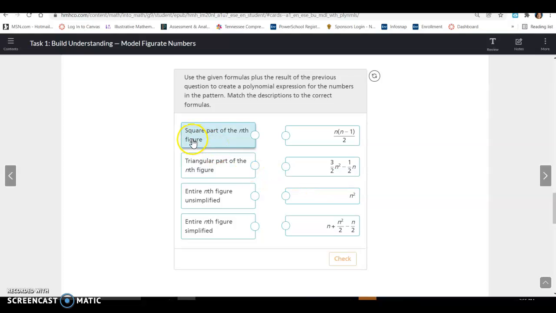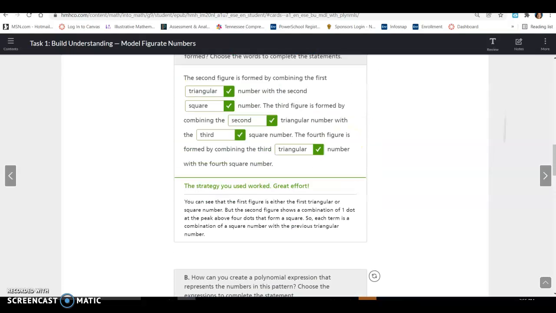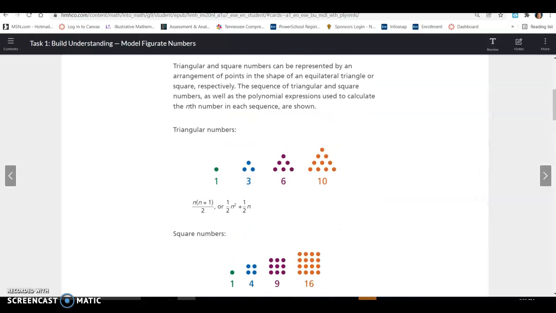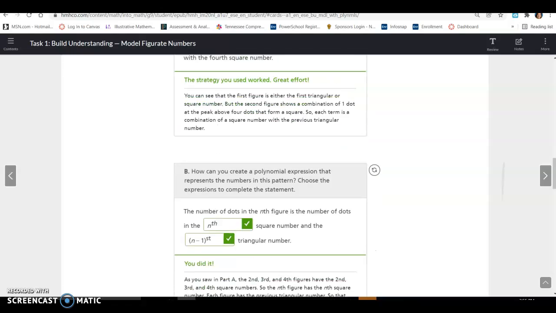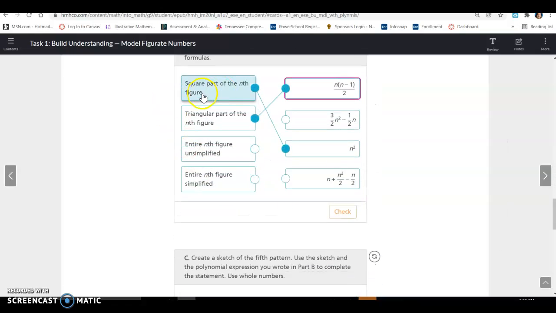Alright, so we know that we've got the square part of the nth figure, the triangle part of the nth figure, the entire nth figure unsimplified, and then the entire nth figure simplified. So the square part, we know something squared is n squared. The triangle part was represented by n times n minus 1 over 2. And again, if you have forgotten that, you could scroll back up and it shows here n times n plus 1 over 2. And it shows here the square part is n squared. So we know that those two are matched correctly.